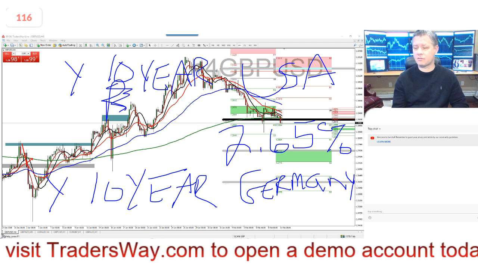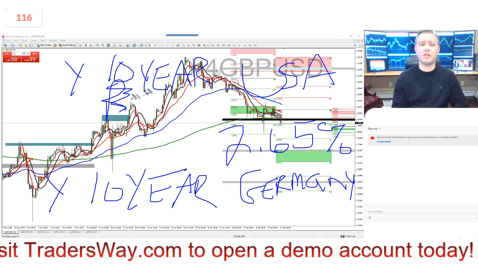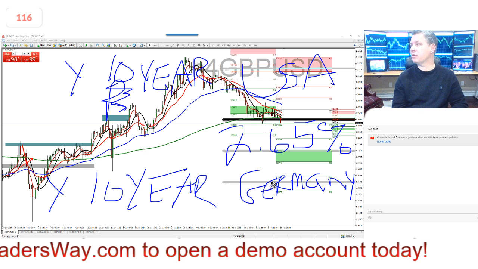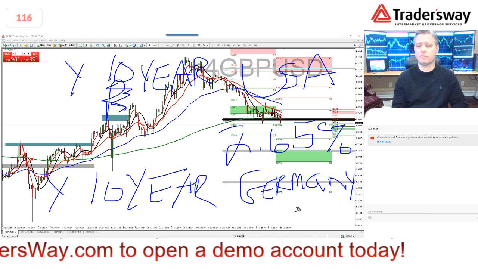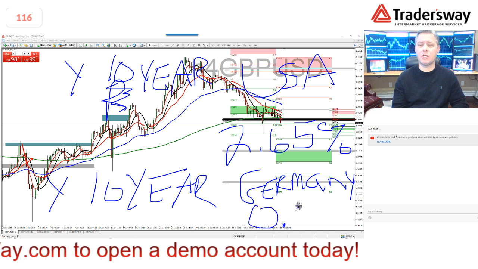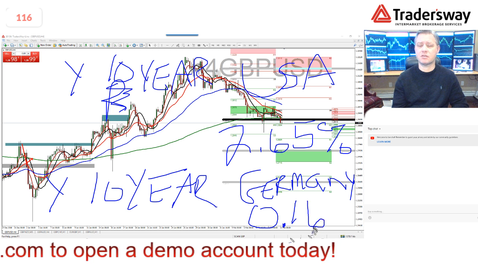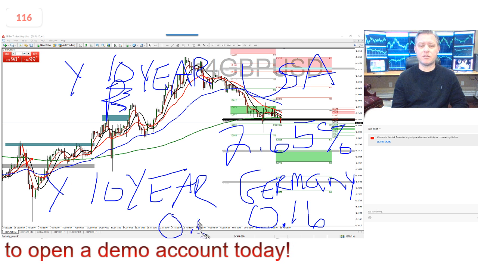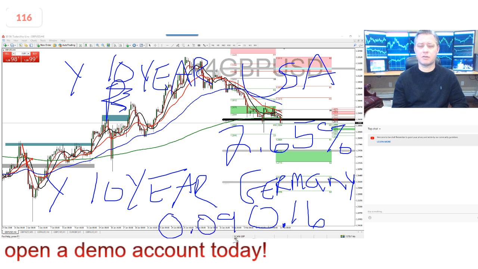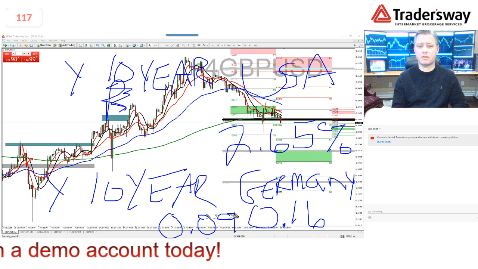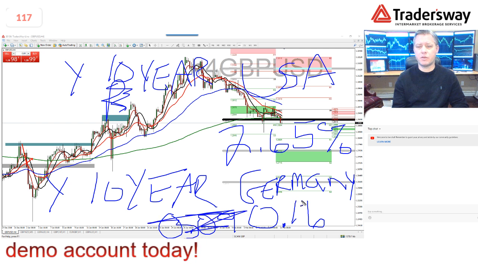what is that? What's the yield on the 10-year German long bond? Or it's not even a long bond, but note. 0.16. It might actually be lower. It may be 0.09. It's fluctuated a lot. But yeah, let's just put 0.1%.